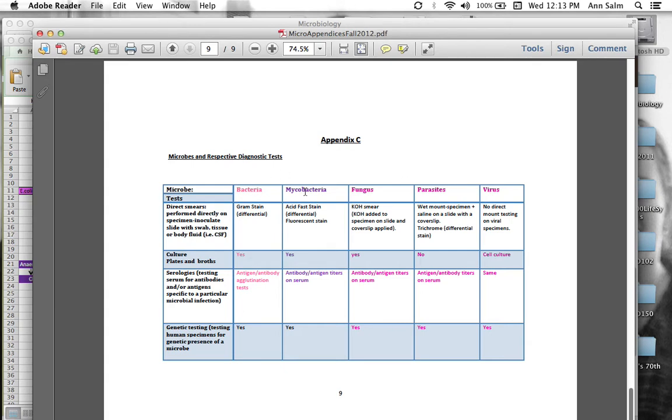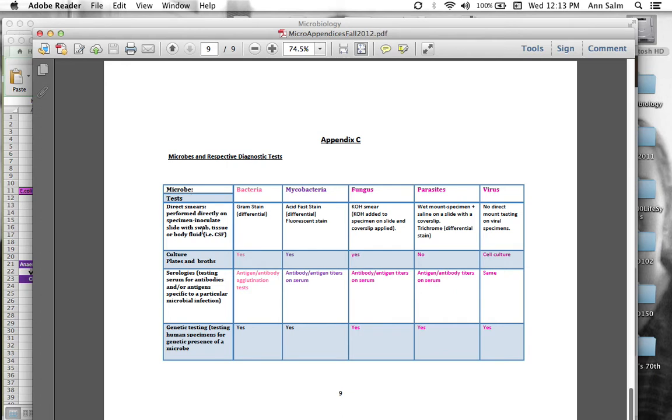For Appendix C, I have a list of the different categories of microbes. So you have bacteria, mycobacteria, fungus, parasite, and virus. And then each row is designated as a type of test. So in all of your presentations, we've covered how you test for these different organisms.